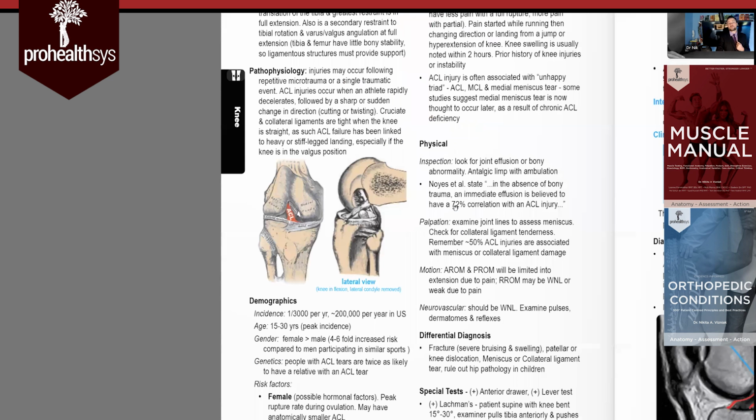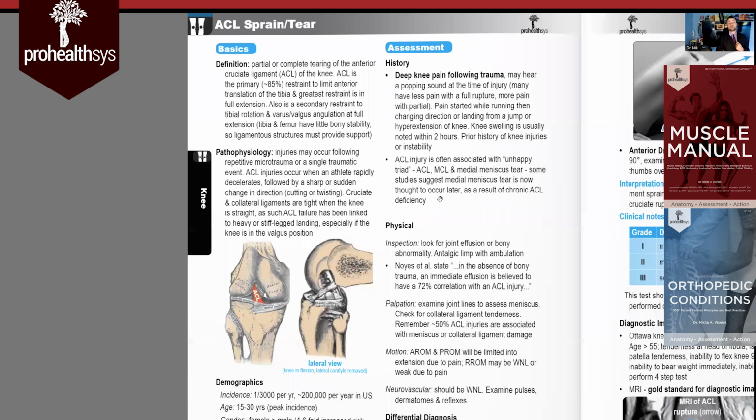All right, what else do we see? So what is your assessment going to look like? It is going to look like deep pain following the trauma. The person is going to try and reach inside of their knee. They may have heard a snap or a pop at the time of injury.